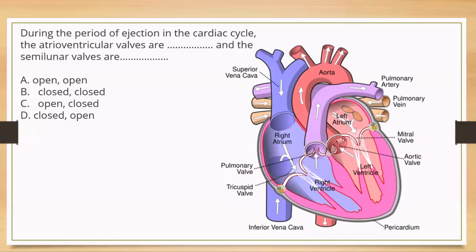Just to illustrate over here, when the left and right ventricles contract, pressure here and here will increase, and that will force these ones to close, so that blood does not flow backwards. As this one is closing, this one will also begin to open. That is the semilunar valve. They will open so that blood will move out. So your answer here is D. The AV valves will close and the semilunar valves will be opened.